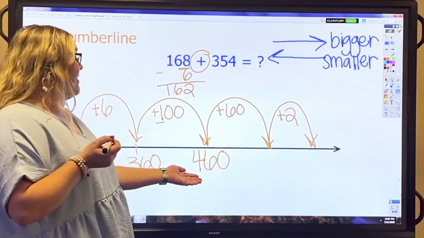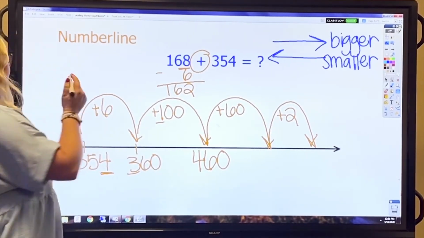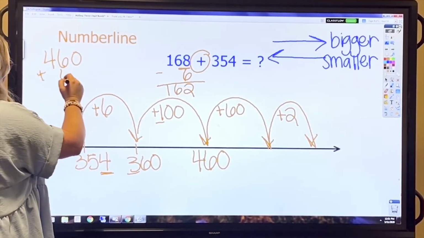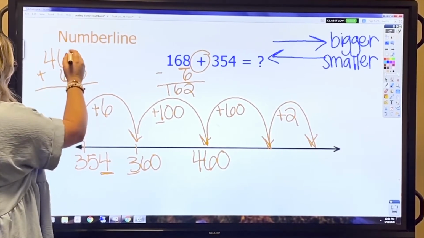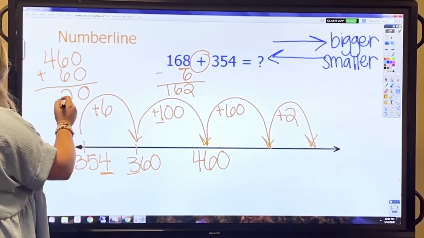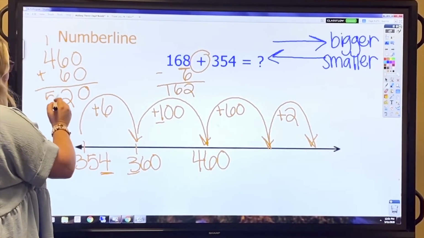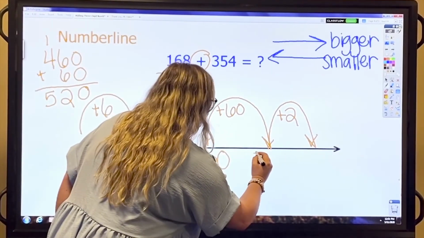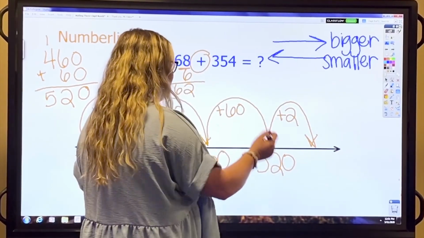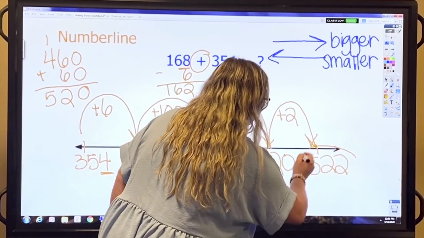Okay, now I'm at 460. I have to add 60 to that. So I'm going to do it off to the side because it's too much to do inside my head. 460 plus 60. 0 plus 0 is 0. 6 plus 6 is 12. So I'm going to put the 2 in the tens place and carry my 1 over. 1 plus 4 is 5. So now I'm at 520. I'm going to add 2 to that, and I will end up with 522 as my answer.